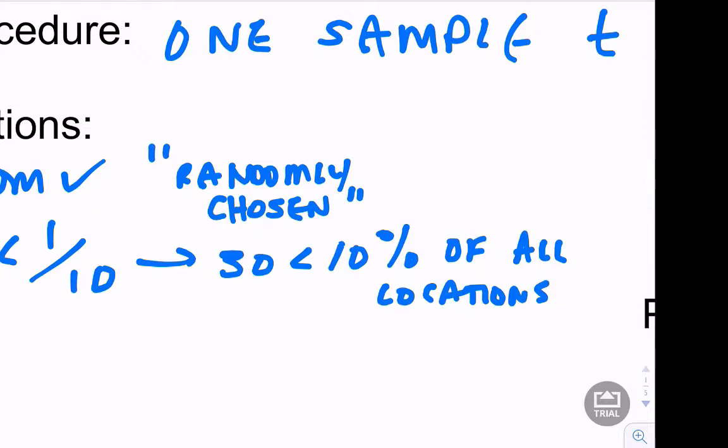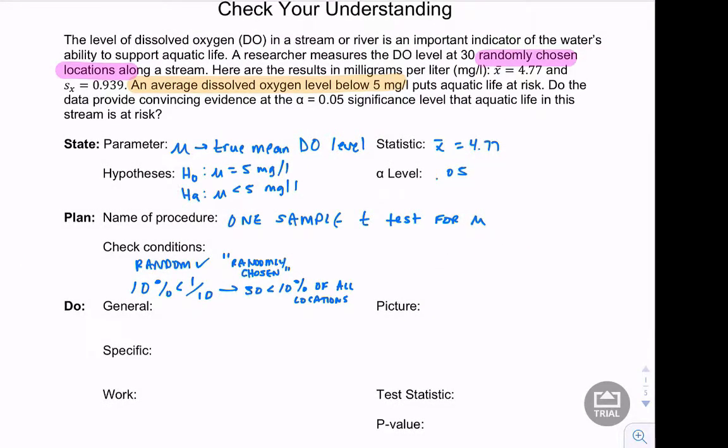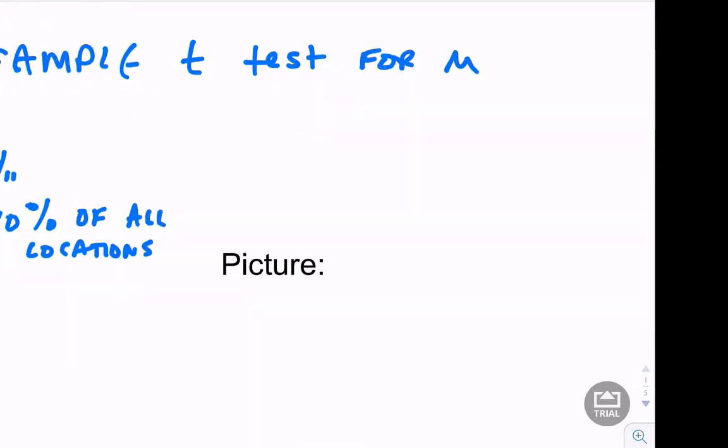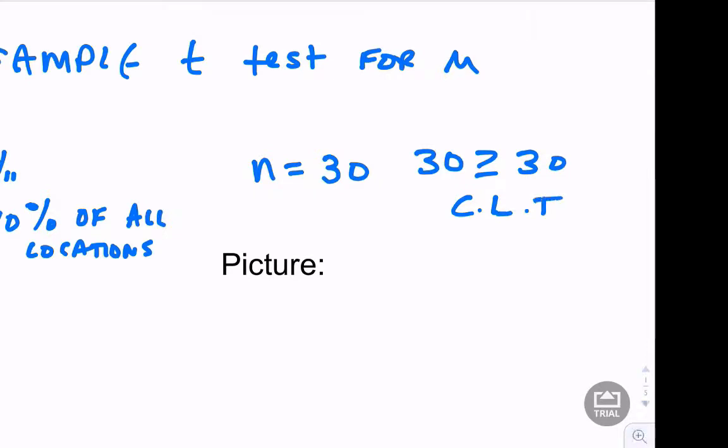And is it normal? So let's look back here. Maybe you already know the answer to this question. Let's see. Level of dissolved oxygen, researcher measures, and so on. Well, look at our sample size. So right here, right there, 30. So we have our condition met here because n is equal to 30, and 30 is greater than or equal to 30. So CLT for means, this is normal. This is good because now we can use all of our functions.